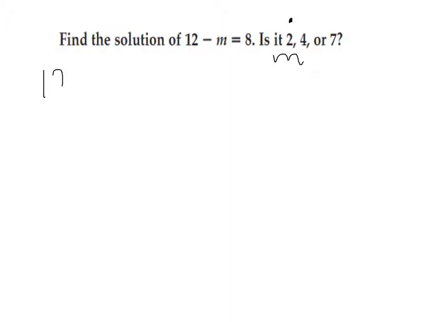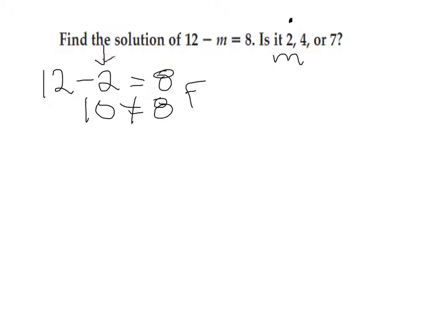So 12 minus, the first number for m will be 2, is equal to 8. Now 12 minus 2 is 10, therefore it's not equal to 8. This is a false statement. So 2 is not a solution. Remember, the answer is whatever we plug in for m.